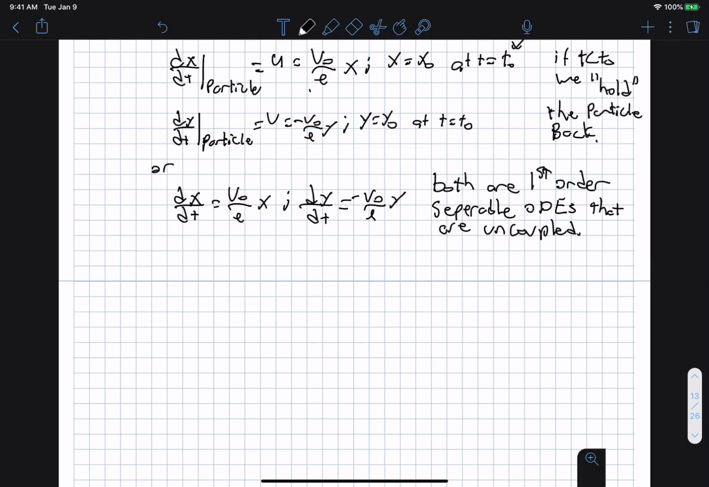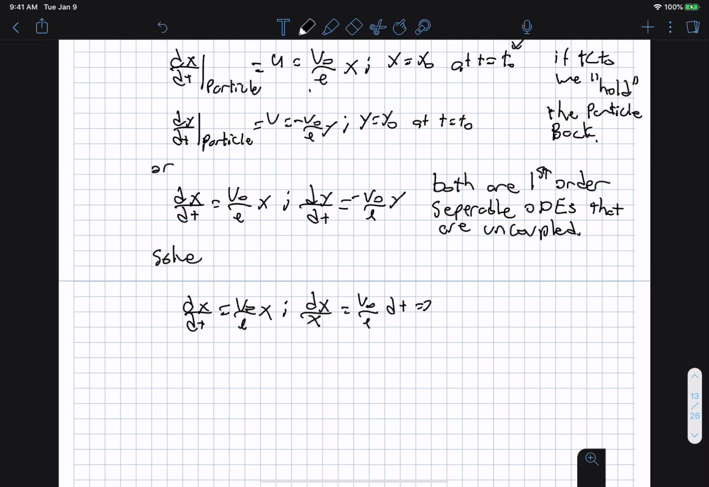Okay, and so we solve dx/dt equals v naught over L times x. This is separable, and we have dx over x equals v naught over L times dt.